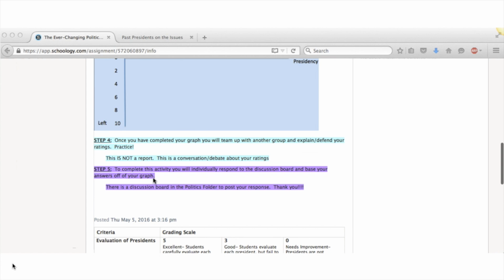And to complete this activity for step 5, the students then individually completed a discussion board that required them to answer several questions about their specific graph and then respond to their classmates.